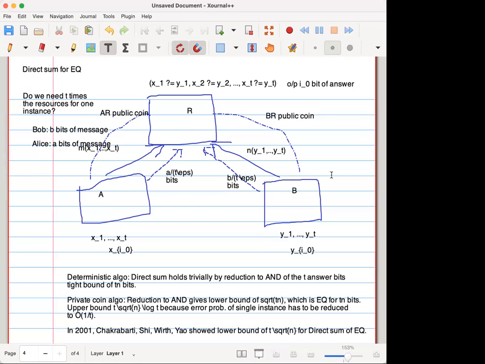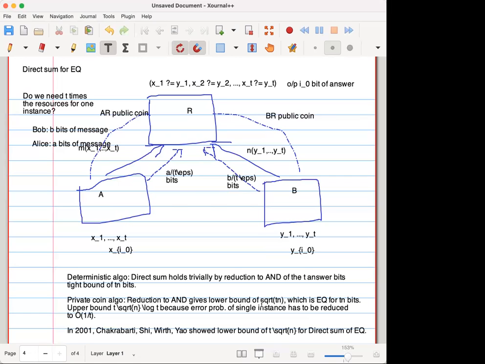Now, this is the error probability for one input instance x comma y. Of course, the number of input instances is 2 to the n of them. So the total number of input instances is 2 to the 2n.